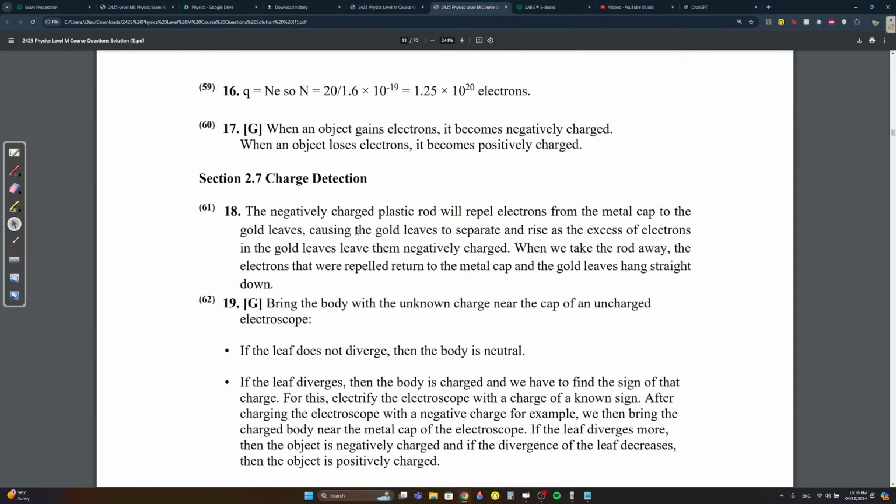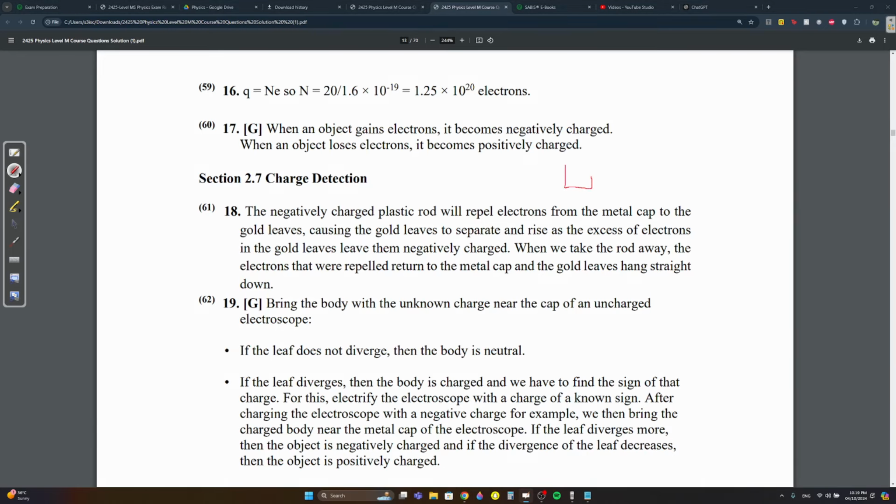Use the model for electric charge to explain the behavior of the electroscope. Let's see. The negatively charged plastic rod will repel electrons from the metal cap to the gold leaves, causing the gold leaves to separate and rise, as the excess of electrons in the gold leaves leaves them negatively charged. When we take the rod away, the electrons return and they hang straight.